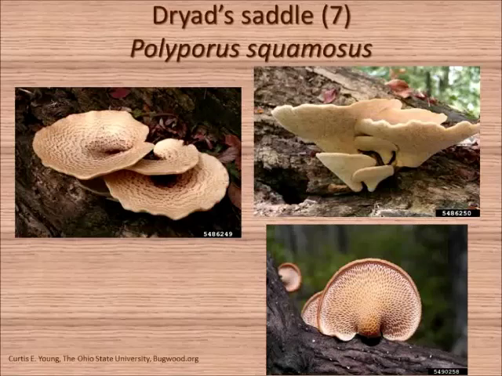Similar in its host selection is Dryad saddle, which is Polyporus squamosus. Polyporus is an annual fruiting body, and you can see the top has these scale-like things. That's why it's called squamosus, because squamosus means scale. The bottom of it is usually cream colored, and when the fungus is young, as shown here, it has this really cool beehive pattern in the bottom. You can see it has a stem.